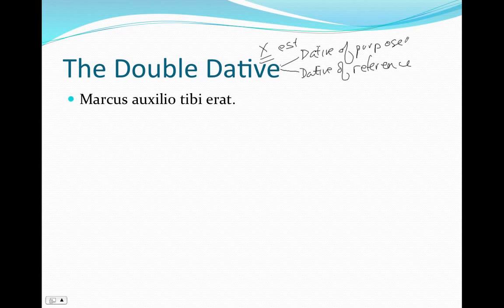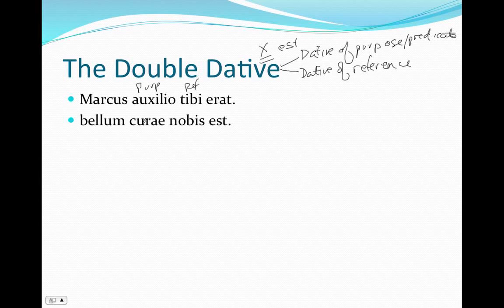By the way, sometimes people will call this the predicate dative or the predicative dative. But the dative of purpose is perfectly fine. So Marcus was literally for a help, but he served the purpose of being a help. So Marcus was helpful to you. So here's our dative of reference. So purpose, reference. Marcus was for a help for you. Marcus was a help to you.